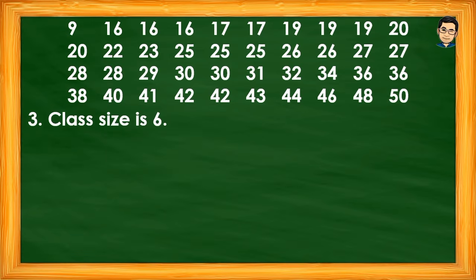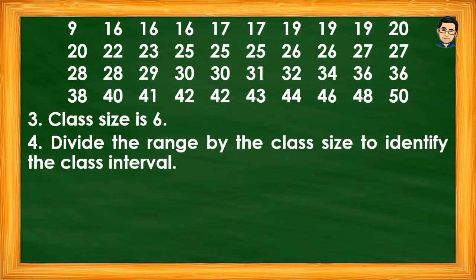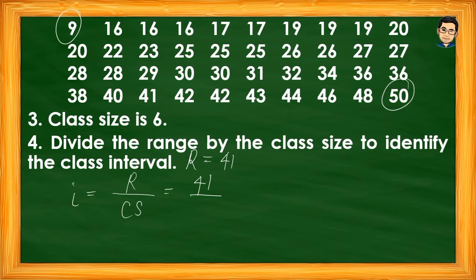Next, number 3, class size is 6. So, given po yan sa ating problem. Next, divide the range by the class size to identify the class interval. Okay, so since meron na tayong nakuhang range kanina which is 41. So, again, paano nakuha yun? 50 minus 9. That is 41. Now, to determine the value of the class interval, so we will divide the obtained range by the class size. Yun na lang. So, 41 divided by 6.